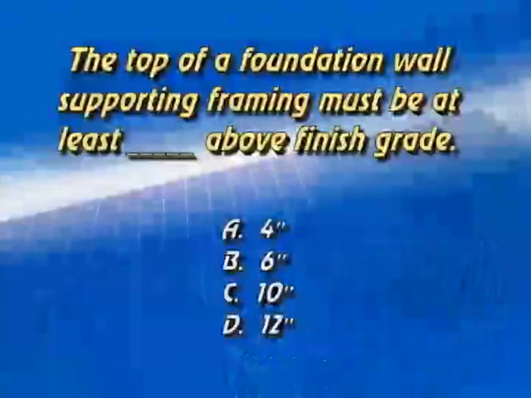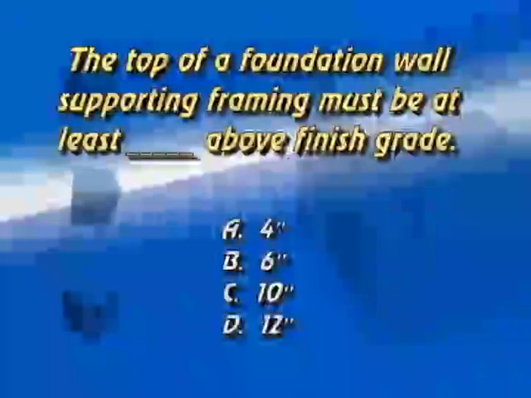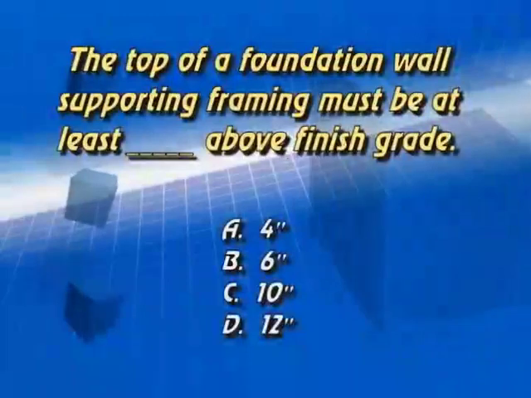Number 28. The top of a foundation wall supporting wood framing must be at least what above finished grade? And the answer is 6 inches. And of course that's to inhibit termites from crawling up that space and getting into the wood building.